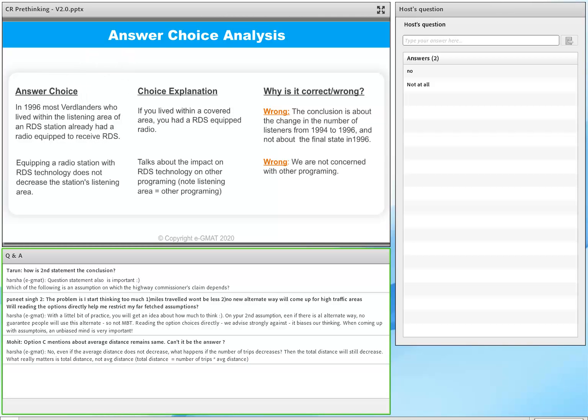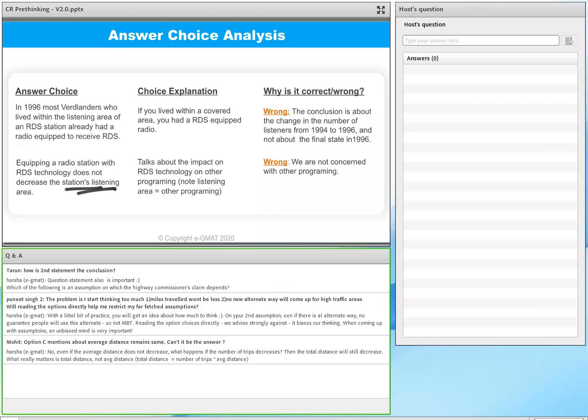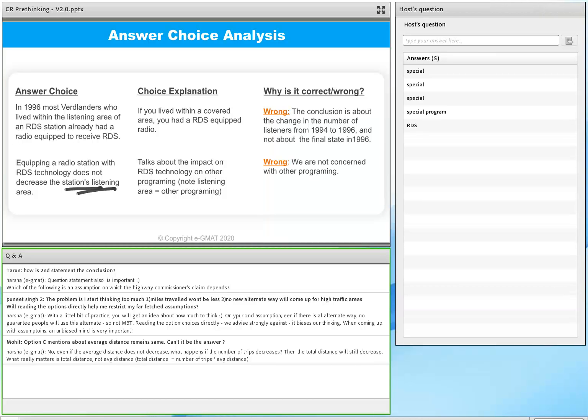Okay. This answer choice talks about something that's not relevant to what we're talking about at all. A lot of wordplay. Yes, you're right. Equipping a radio station with RDS technology does not decrease a station's listening area. Okay. Now, tell me this. What kind of programming are we interested in, in the conclusion? Special programming. RDS or special, it's the same thing. Let's use them interchangeably over here.